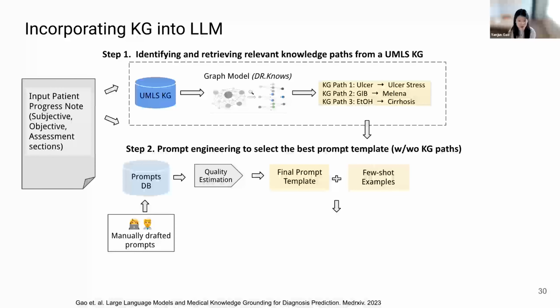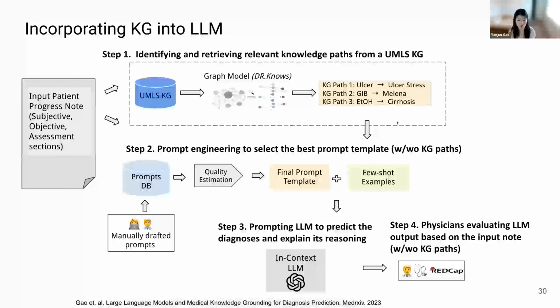Once we have this best prompt template, we're able to fit the knowledge graph path as well as the input progress notes to the in-context learning LLMs. Here we're using ChatGPT. We have other results from fine-tuning LLMs, but if we have time, we can get to that. Prompting the LLMs, they will be able to predict the diagnosis as well as explain their reasoning. The last step is to have a group of physicians evaluate this output based on the input note with or without this knowledge path, which I'm going to show you the results on.